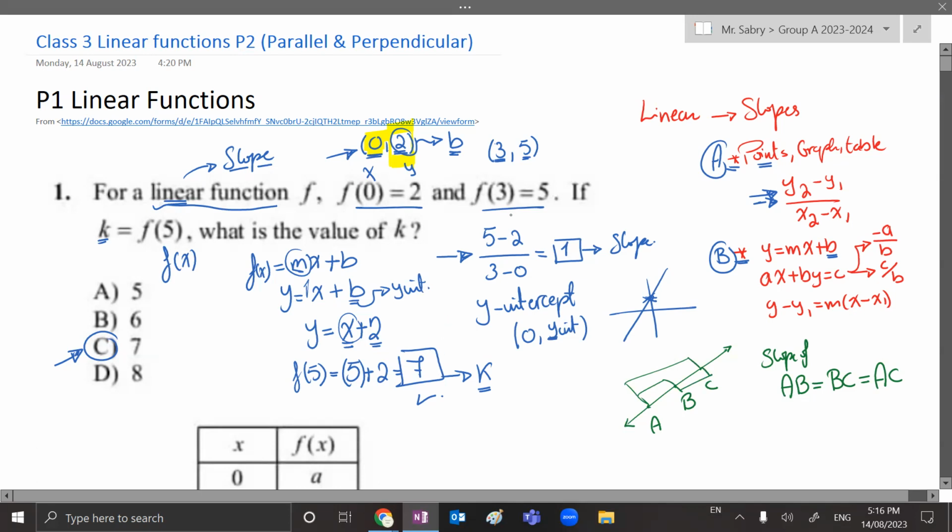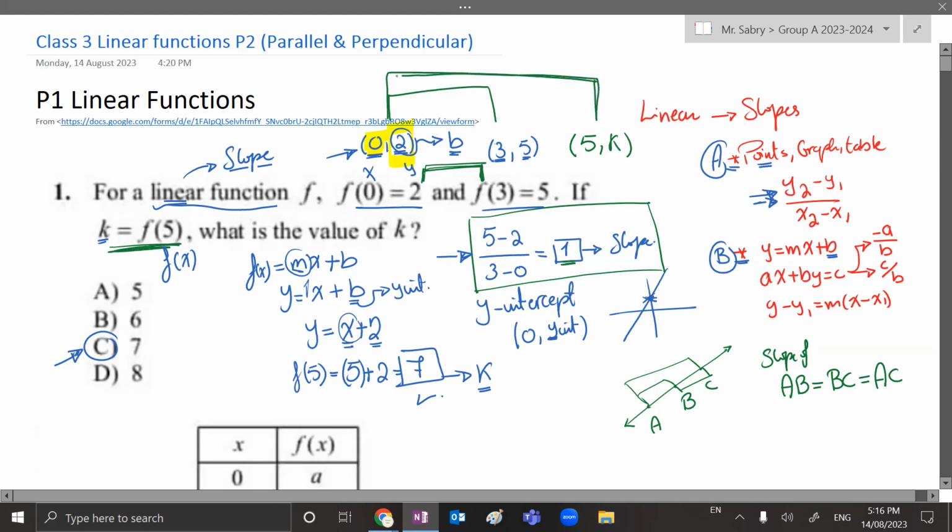Say we already got the slope here as 1 between these 2 points, this one and that one. Now there is a third point, which is the one wanted, that has x equals 5 and has the y as the unknown. This is the k. This is the third point, 5 and k. So I used these 2 points to calculate the slope. It must be equal to the slope of, for example, these 2 points as well, or these 2 points.